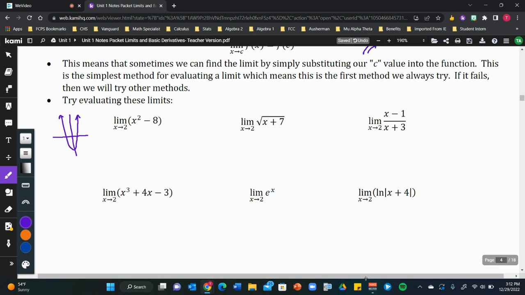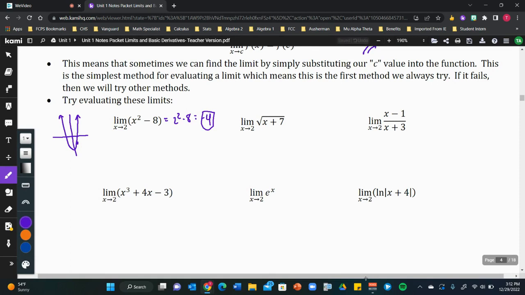So we can just directly substitute 2 in for x. So I get 2 squared minus 8, which is going to give me -4, and that is a point down here at (2, -4) on the function. So that's it. We just plug the value in.